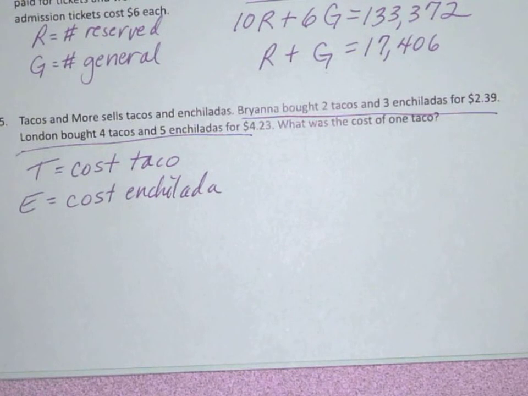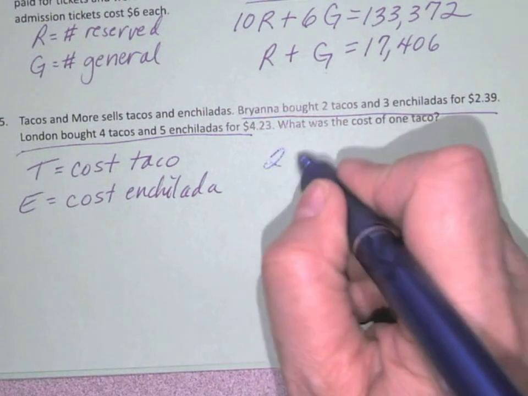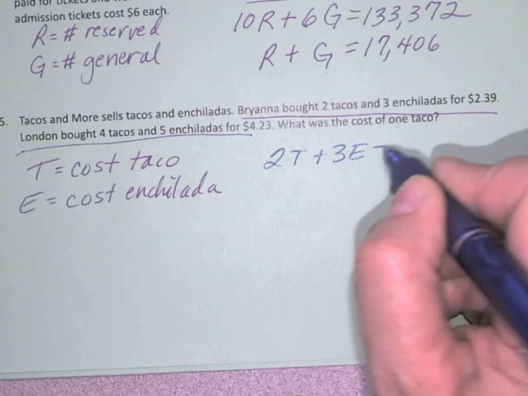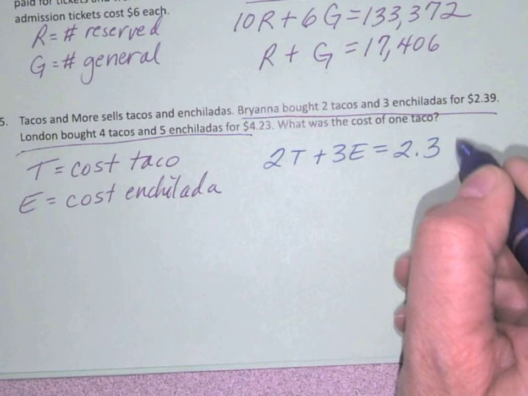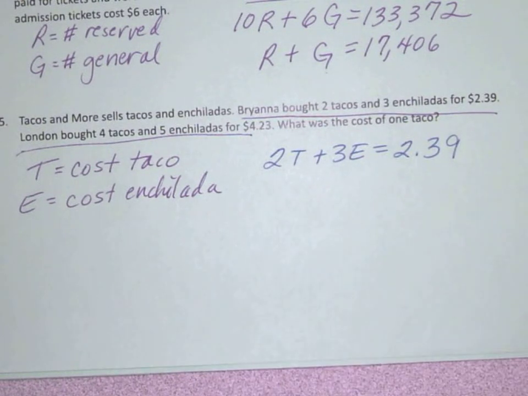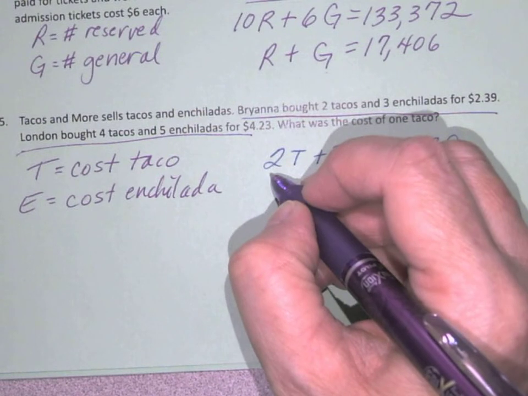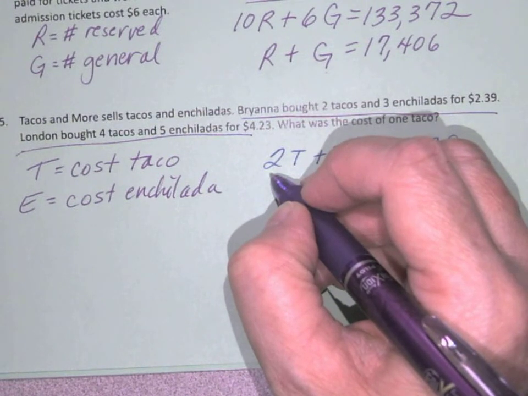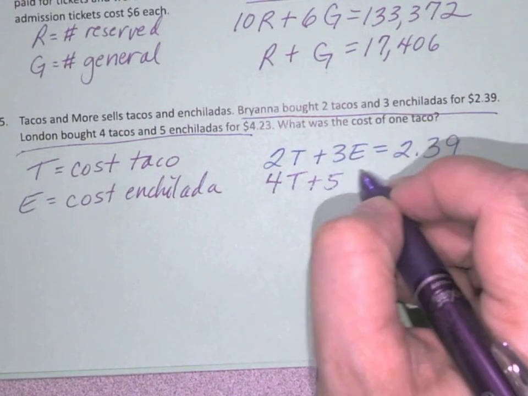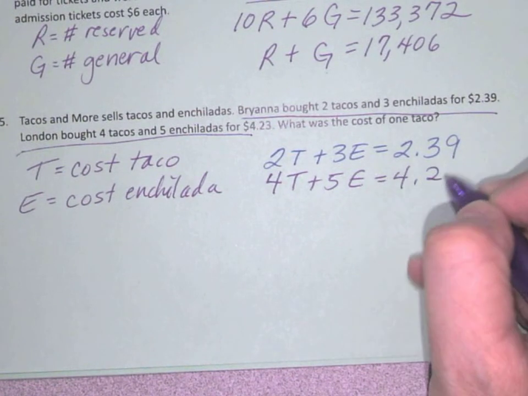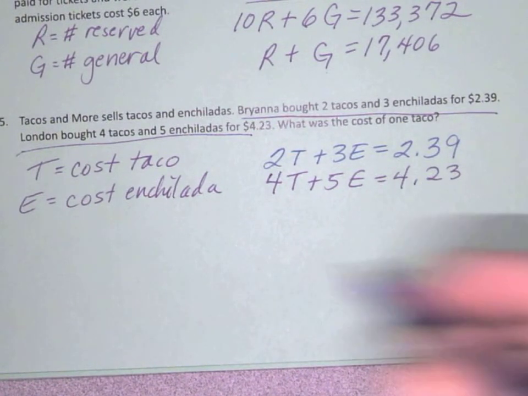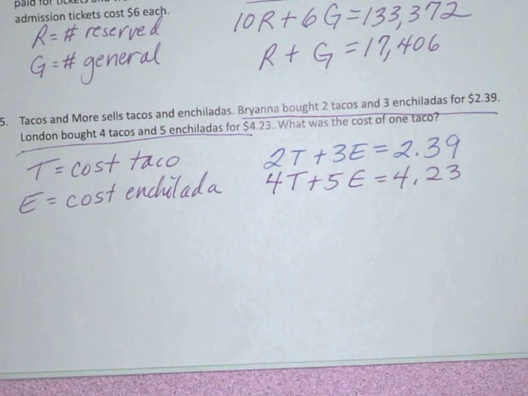So this should kind of write itself just like the boat problem did. 2T plus 3E equals 2.39. Perfect. There's Brianna's. Now we need to write London's. Someone else? 4T plus 5E equals 4.20. Perfect. See how that one just kind of, we made an equation for Brianna and an equation for London.